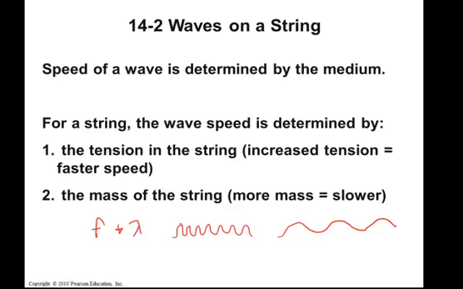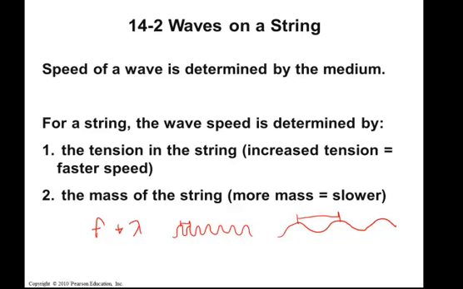And we can see that the higher the frequency, the closer the waves are together. So small wavelength, high frequency. Here we have a large wavelength, but we have a small frequency. So those vary inversely. So if you change frequency, you change wavelength or vice versa. But the speed is going to stay the same as long as your medium stays the same.